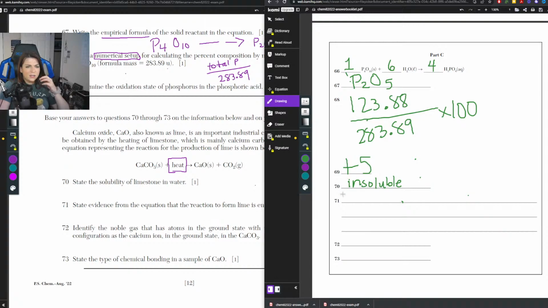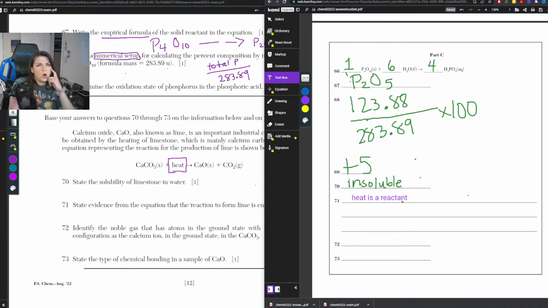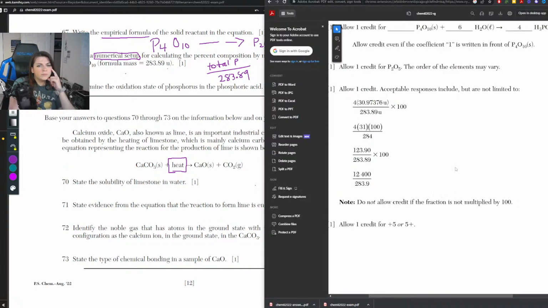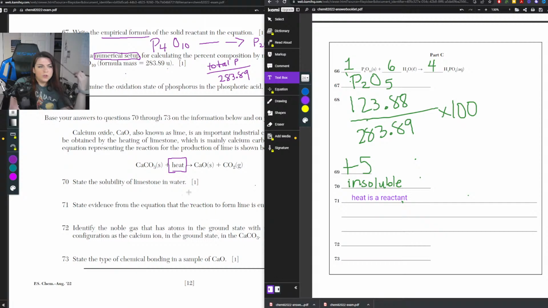Something to that effect. I would just say heat is a reactant, and that would be all. That's all she wrote. It's a reactant. It's on the left side of the equation, or heat must be added. Works for me. That's beautiful.